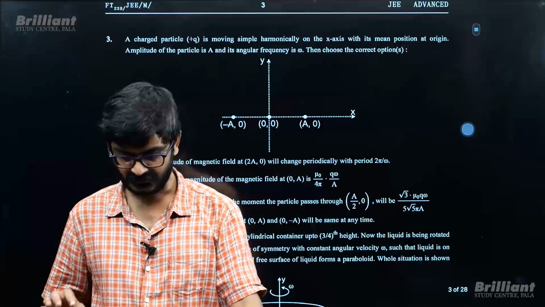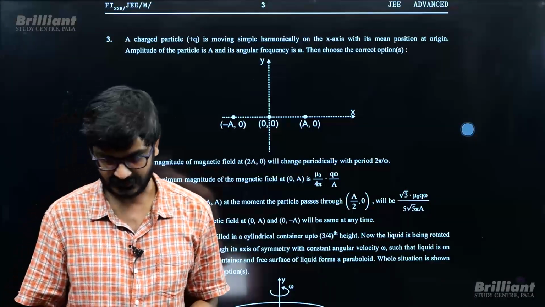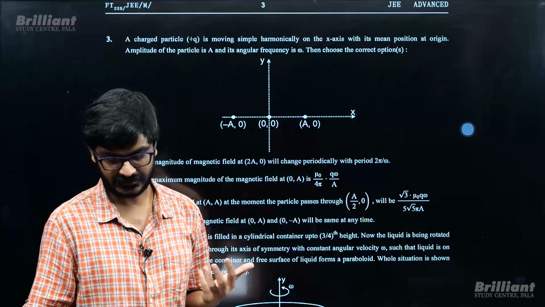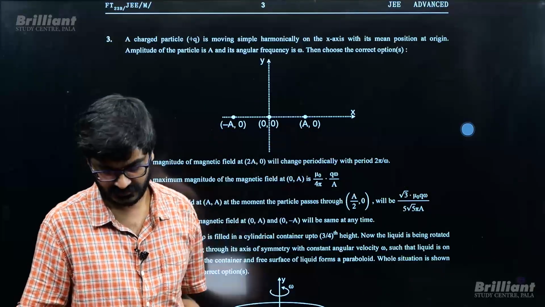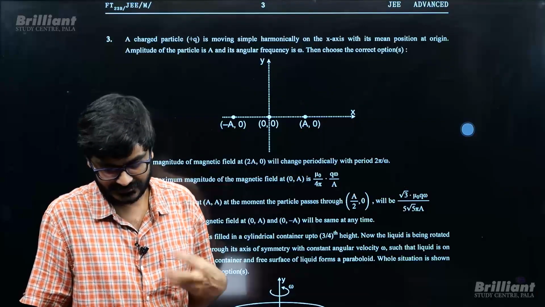A charged particle Q is moving simple harmonically on the x-axis with its mean position at the origin. The amplitude of the particle is A and angular frequency is omega. The particle is performing SHM. The magnitude of electric field at, okay, we'll go for the figure.